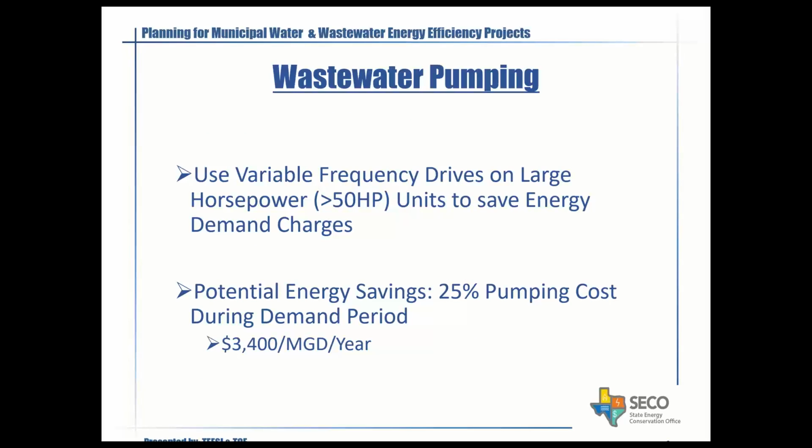Also, we look at using variable frequency drives. We like to recommend for any motor over 50 horsepower that you have a VFD or a soft start. I've been in plants that use 1,500 horsepower motors that were starting across the line. And when you have a energy demand charge, that will be a high cost. So we look at potential energy savings, and we estimate this about 25% of the cost of your pumping during a demand period, which could be estimated at $3,400 per MGD per year.